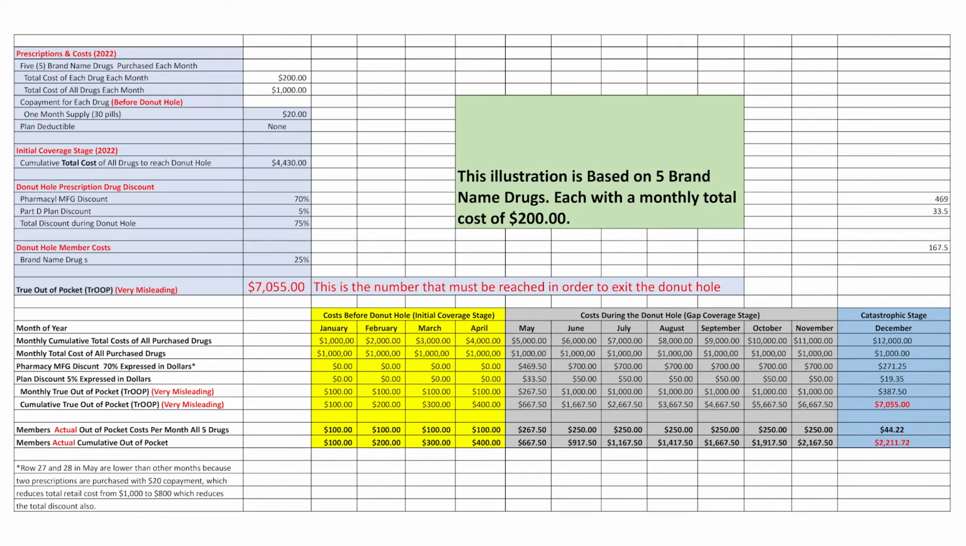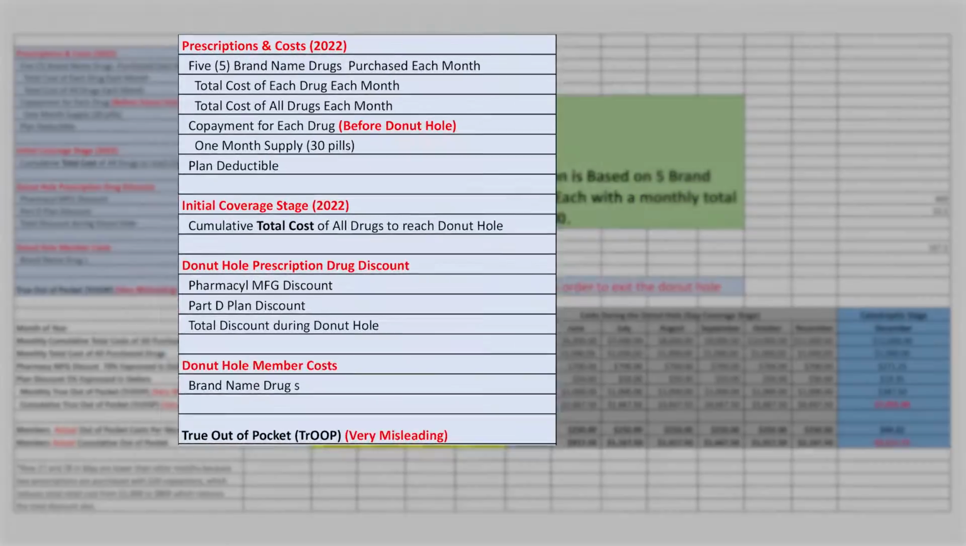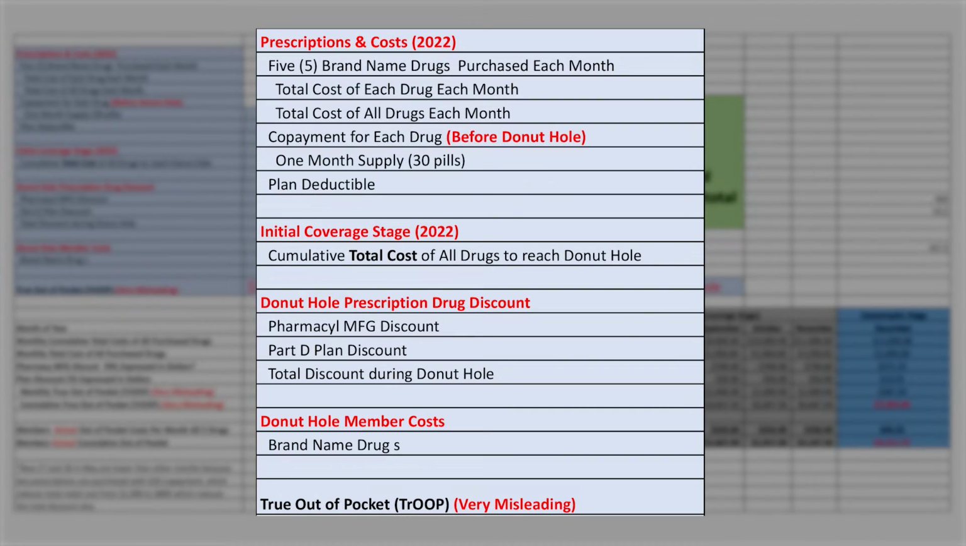I think there may be a tendency to jump ahead to the portion of the chart illustrating Part D plan stages and costs before you review the assumptions upon which the illustration was based. That information is found in the first 20 rows to the left side of the illustration.